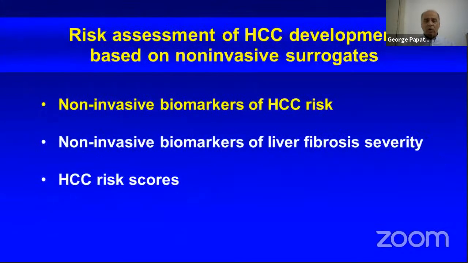And in this complex environment, we should try to make a risk assessment, at least in this lecture, based on non-invasive surrogates. So in my eyes, non-invasive surrogates can be separated into 3 groups: non-invasive biomarkers of ACC risk itself, non-invasive biomarkers of liver fibrosis severity, which were elegantly discussed by Professor Castell before, and the ACC risk scores.